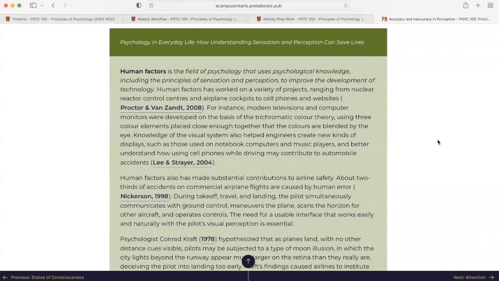Psychology in everyday life: how understanding sensation and perception can save lives. Human factors is a field of psychology that uses psychological knowledge, including the principles of sensation and perception, to improve the development of technology. Human factors has worked on a variety of projects ranging from nuclear reactor control centers and airplane cockpits to cell phones and websites.